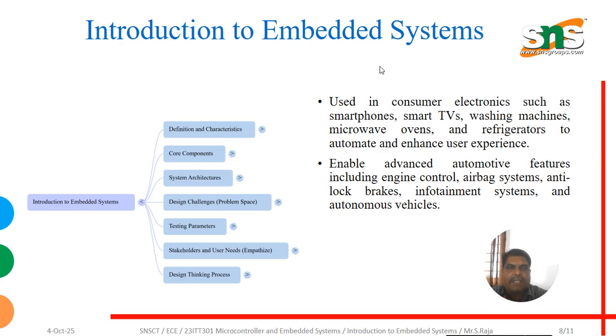Mainly, embedded systems are used in consumer electronics such as smartphones, smart TVs, washing machines, microwave ovens and refrigerators to automate and enhance the user experience. They enable advanced automotive features including engine control in high-grade vehicles, airbag systems for accident collision avoidance, anti-lock braking systems, infotainment systems, that is playing music or watching movies while the car is running, and autonomous vehicles for automatic driving. So these are various examples of embedded systems.